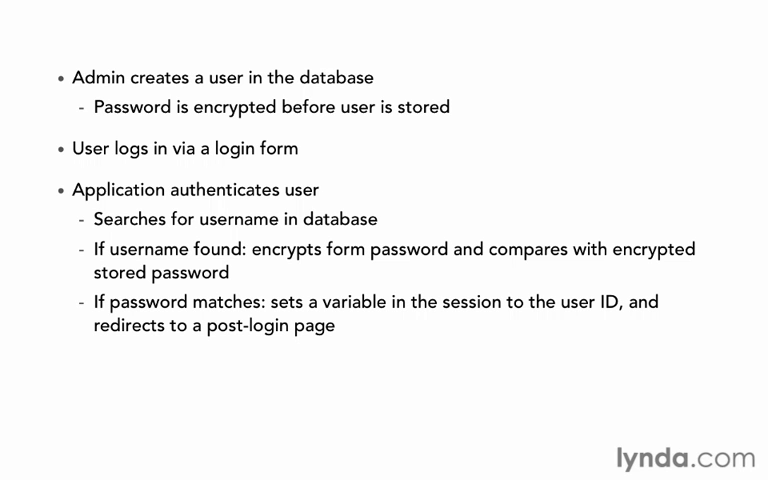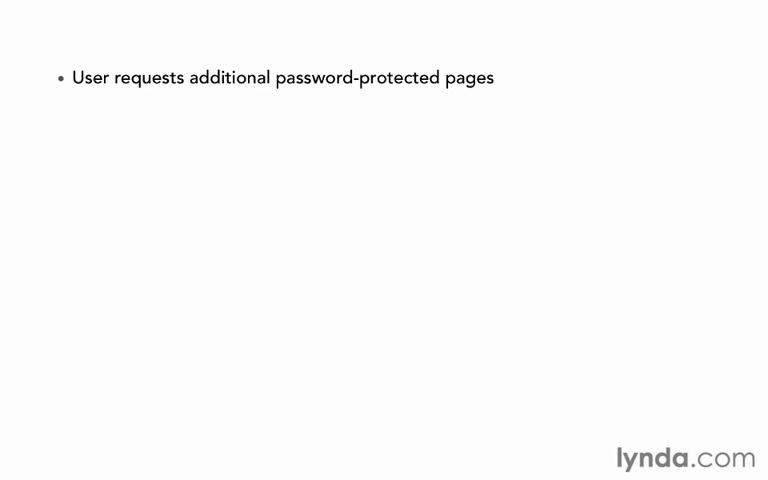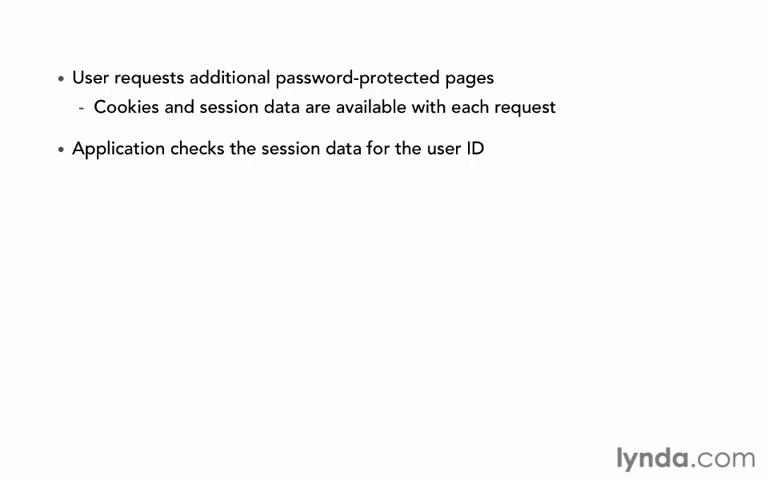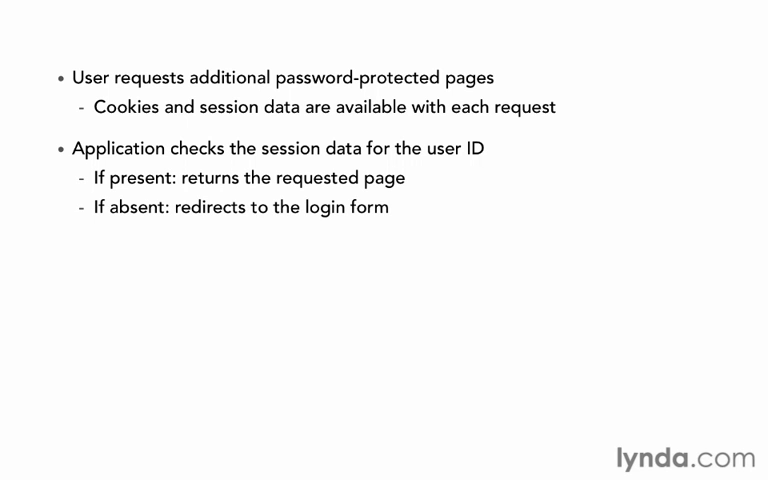If the password matches, it's going to set a variable in the session to the user ID. That's like getting the hand stamp. And then it's going to redirect to a post-login page. Then when user requests additional password protected pages, that cookie and session data are going to be available with each request. Remember, HTTP doesn't have a state of its own. Cookies and session data are how we recognize a user from page to page. So we'll check that session data and we'll look for the user ID. Remember, that's just like the hand stamp. So we're looking to see if that hand stamp is there. And if it is there, we'll know that they're allowed to see the requested page. If it's not there, we'll redirect them to the login form and say, sorry, you need to log in.